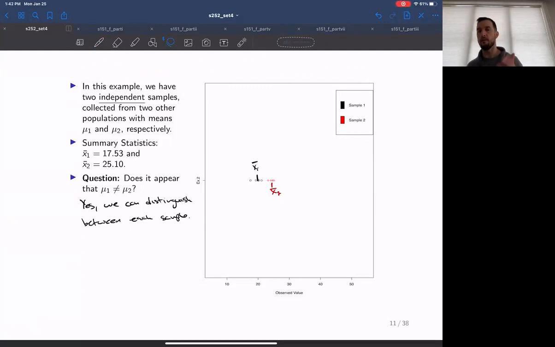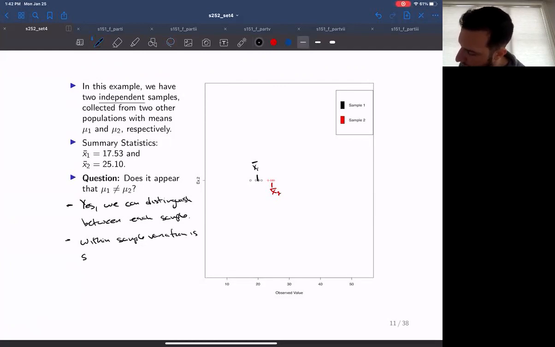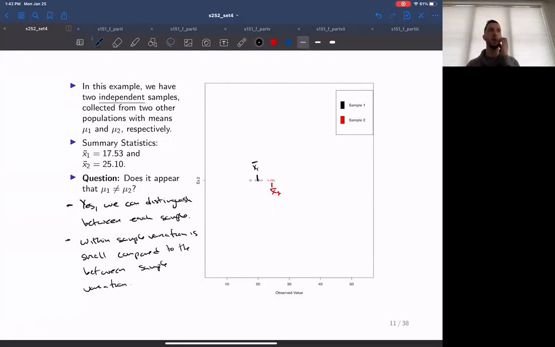And what is the only difference between this illustration and the previous illustration? Well, now the within sample variation is small compared to the between sample variation. Okay.